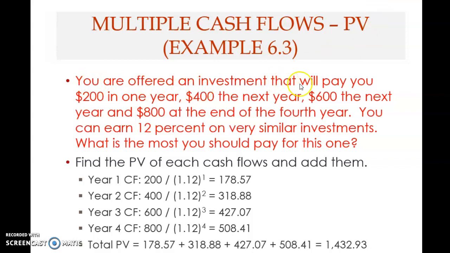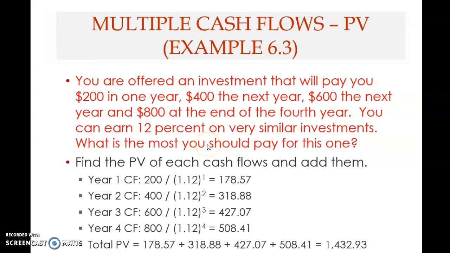You are offered an investment that will pay you 200 in 1 year. That means in year 1. 400 the next year, then 600 the following year, and 800. Notice 200 year 1, 400 year 2, 600 year 3, 800 year 4. So this is multiple cash flow. You can earn 12% interest. This is the second element in this time value of money problem. 12% is the interest rate on a similar investment. What is the most you should pay for this one?